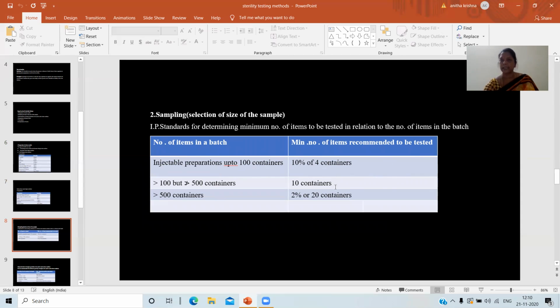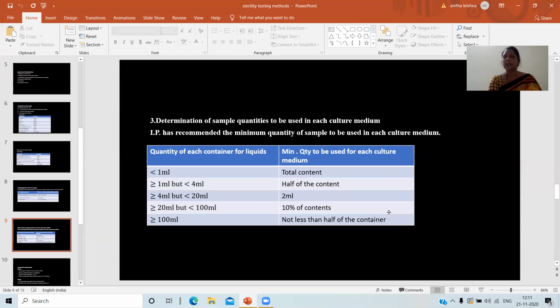taken for sterility testing. Then if the batch contains more than 100 and less than 500 containers, then you have to take 10 containers to test the sterility. And if it contains more than 500 containers, then 2% or 20 containers has to be collected and tested for sterility testing. So this is how you check the samples for testing the sterility of the product.